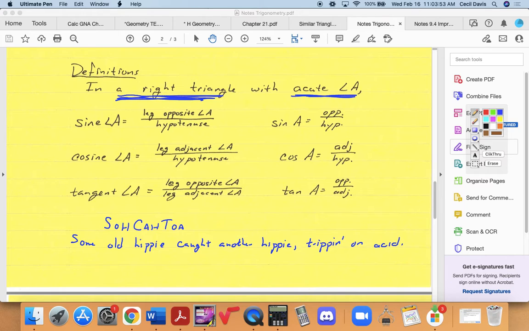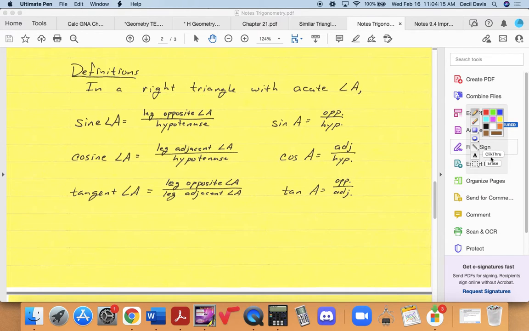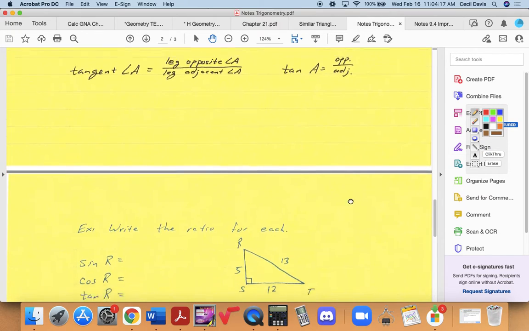What about cosecant? There are three other trig functions that we are not going to mess with: secant, cosecant, and cotangent. We will not do anything with those. We don't need them. For what we're doing, we're not going to use them. All right, so what are we going to do with these?